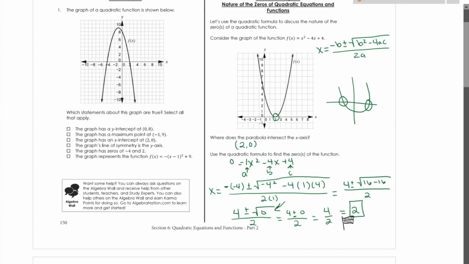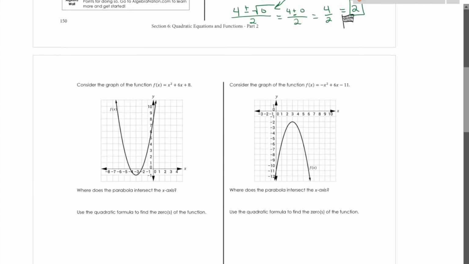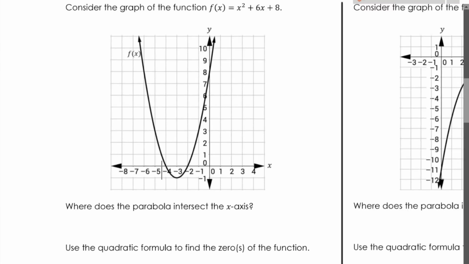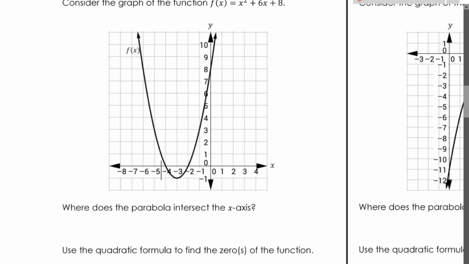All right, so let's move on to the next question. Consider the graph of the function f of x equals x squared plus 6x plus 8. All right, so once again, let's find our two roots. Now, the first root is right here, and the second root is right here. So these are my two roots. Now those points are going to be -2, 0 and -4, 0.